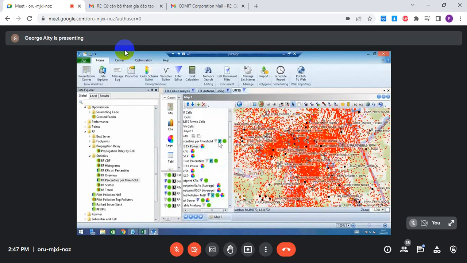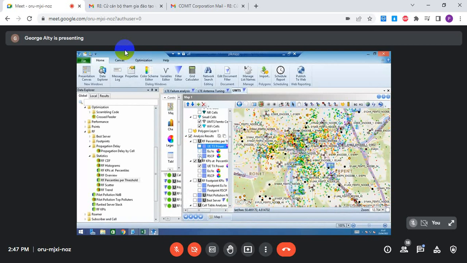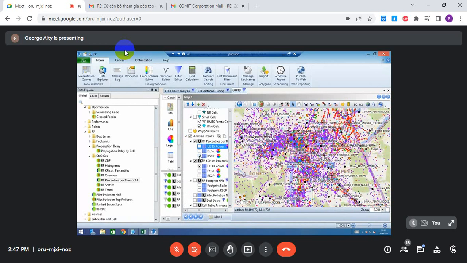So if I look at the particular example here, I'm showing values where the EC/I0 is noise poor, i.e. it's over -14. And again, it will give me the thresholds there for RSCP and UE TX power. So you can change those thresholds if you want to look at that area. I can look at the RSCP here and determine whether that's bad or not.